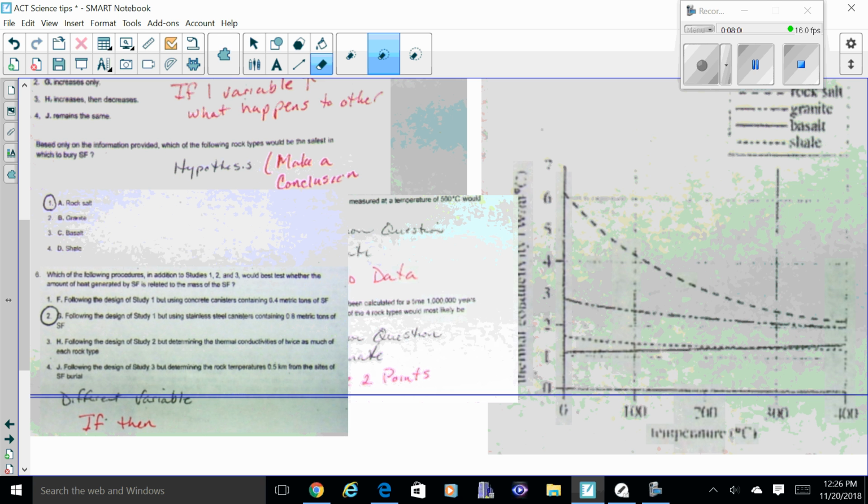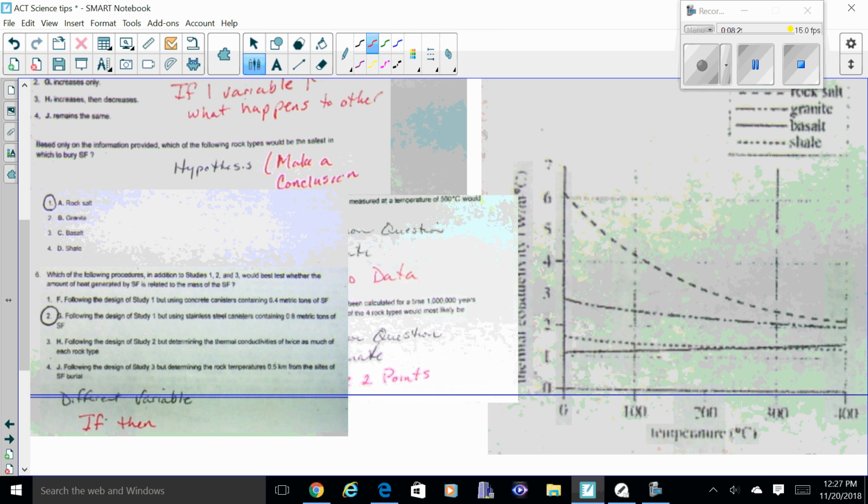It says, following the design in study 1, but using concrete canisters containing 0.4 metric tons. Well, the original study had 0.4 metric tons, so this has the same mass as the original study, so that wouldn't test mass at all. So I know that 1 is not good.